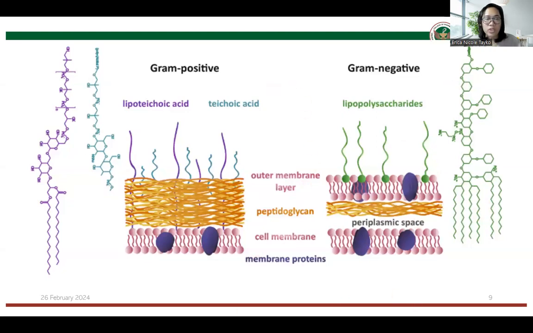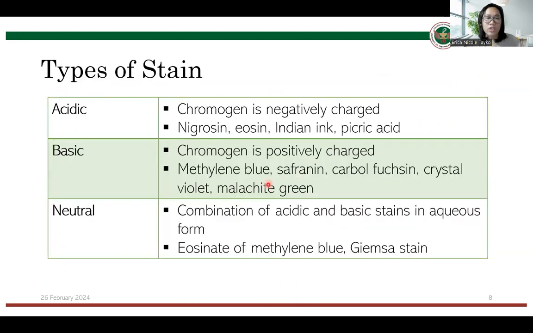And so we saw that the cells of your bacteria are generally negatively charged. So our acidic stains containing a chromogen that is negatively charged will naturally repel the cells of your bacteria. Meaning your acidic stains would not be able to stain the cells themselves. That's why these are the stains we use for negative staining techniques, because acidic stains are used to color the background and not the cells themselves.